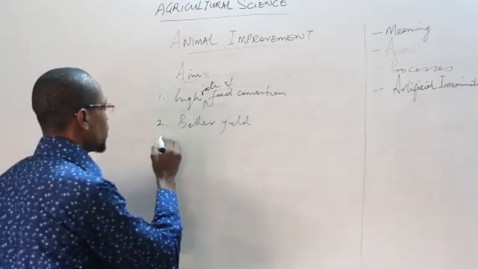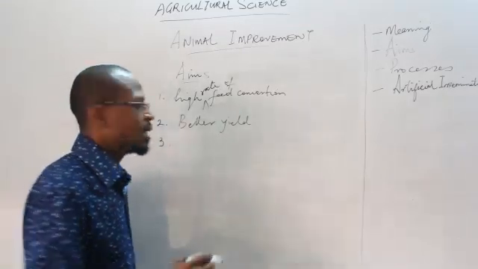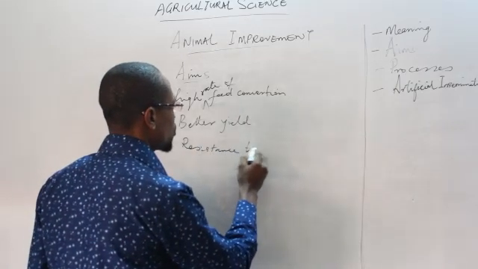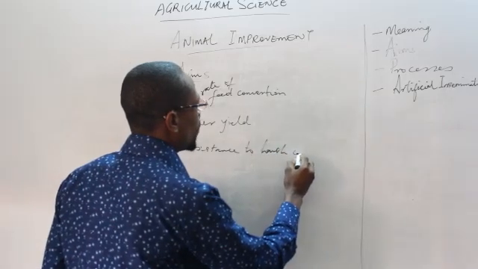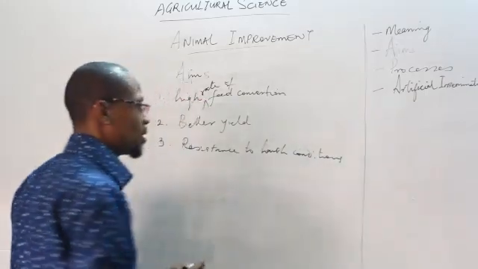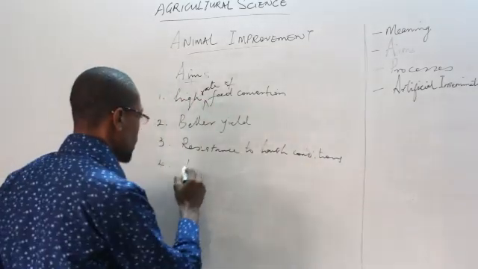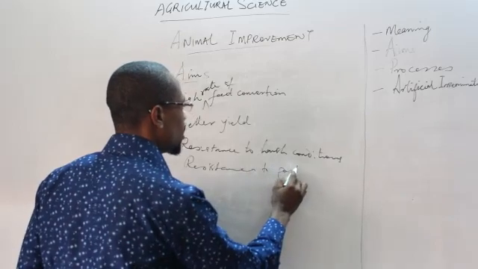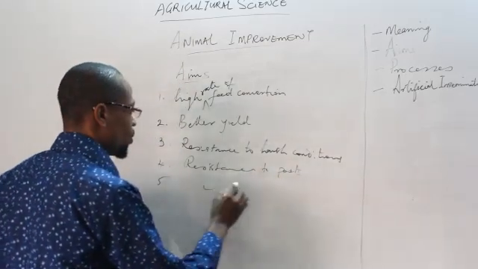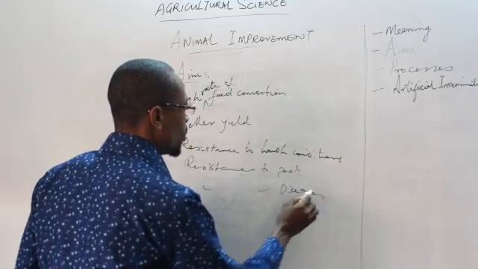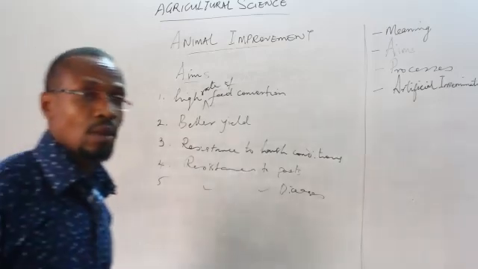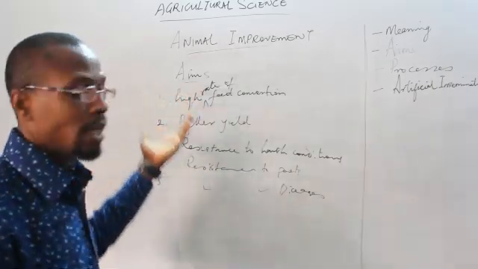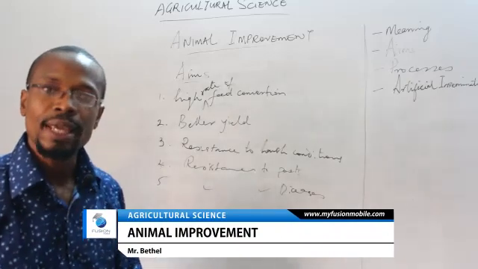Then we also talk about things like environmental resistance, resistance to harsh environmental conditions. We're also talking about resistance to pests, and of course, we're also talking about resistance to diseases. You can provide more aims by doing a little bit of thinking here and there.